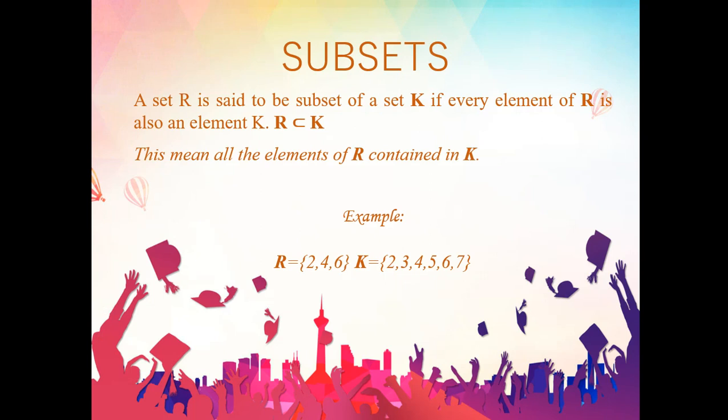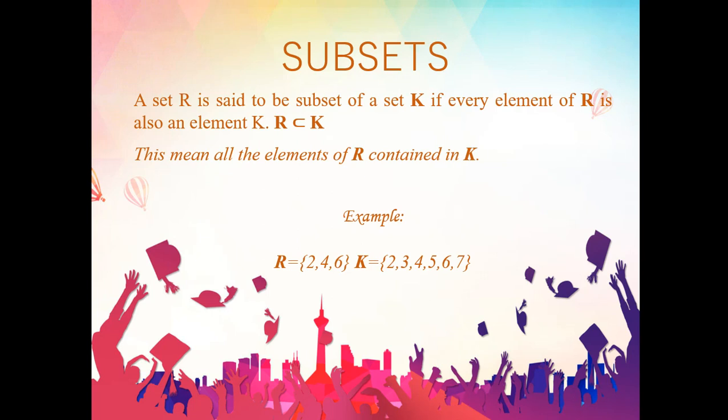See the example. We have two sets R and K. We have 2, 4, 6 in set R, and in set K we have 2, 3, 4, 5, 6 and 7. That means a set of which all the elements are contained in a superset. In mathematics, we say that set R is a subset of set K.